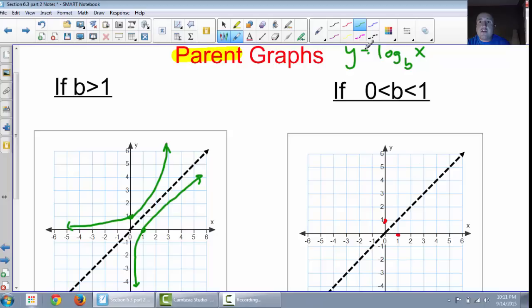And then the other graphs look like this when b is less than 1 but bigger than 0, so when these are fractions. I have no idea why it is so sloppy today. Something must be going wrong with the computer. So when this base is a fraction, this is what the graphs will look like. Notice they still go through the points (0, 1) and (1, 0), but they are just kind of reversed a little bit.